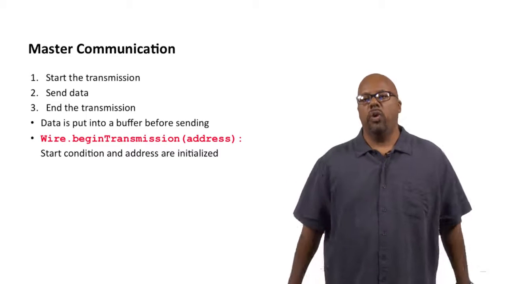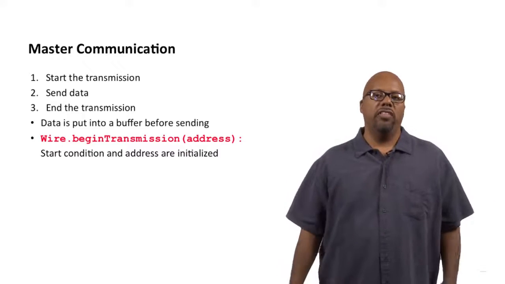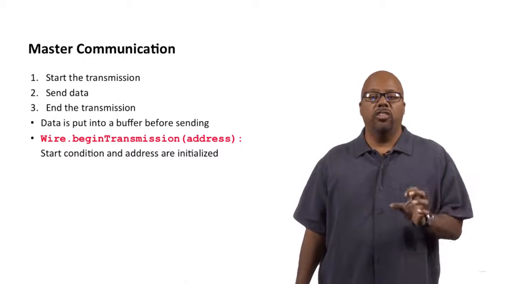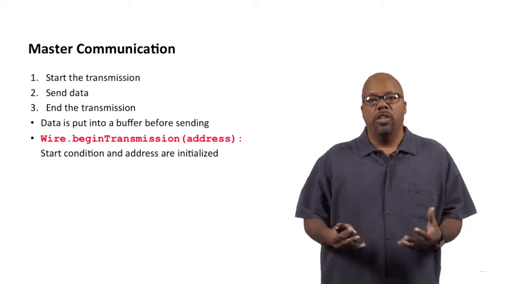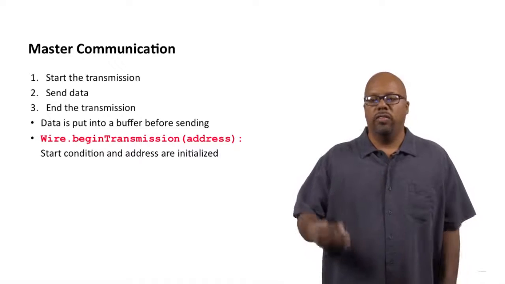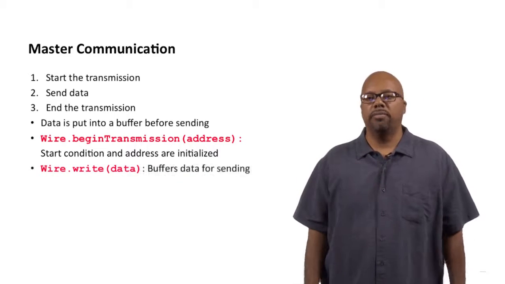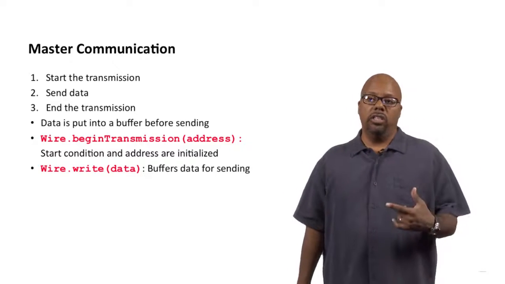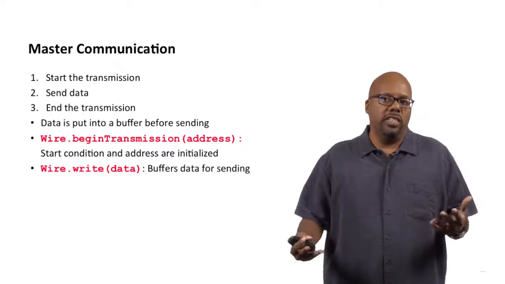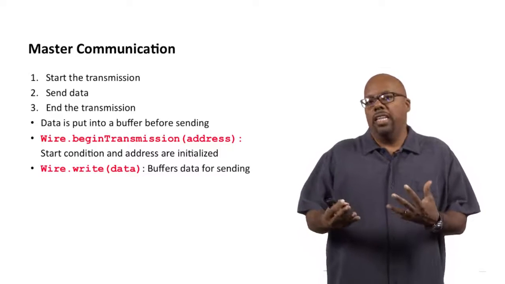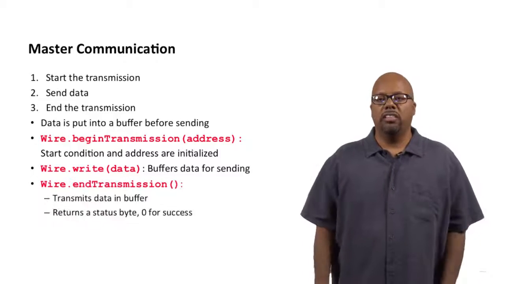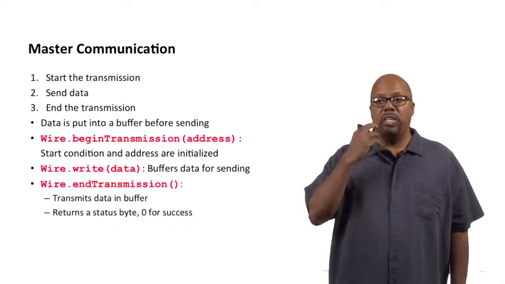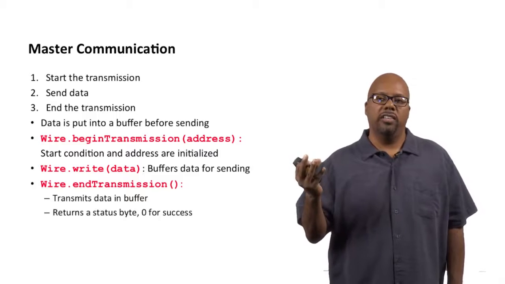So you start off, you say Wire.beginTransmission with the address, and this initializes it. It's going to have to do a start condition, and it tells it what address is going to be sent. Whatever the argument is, those are going to become the 7 address bits. Then you write data. Wire.write basically writes data. You give it a byte, and that's going to be the data transmitted on the bus. And endTransmission transmits the data in the buffer and creates a stop condition.